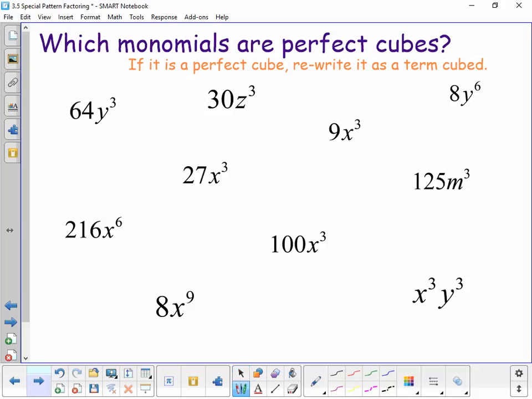So if we start right here with 64y to the third, if I'm thinking about what would I raise to a third power to give me that as an answer, oh, my 3 is not working out there.